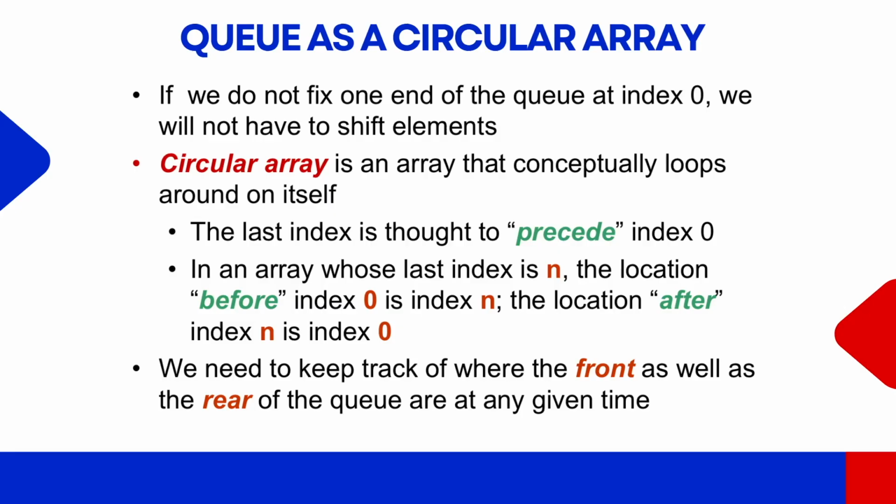In this case, with the circular array, we always keep track of front and rear at any point of time to perform insertion and deletion. Instead of front always pointing to index 0, here the front can move around the array, and we keep track of the position of front and rear when we perform deletion and insertion operations on this queue.